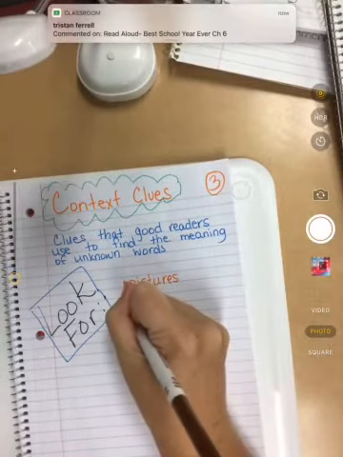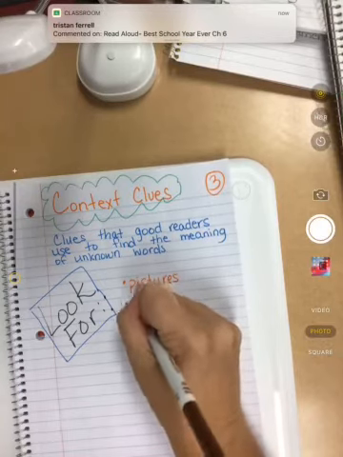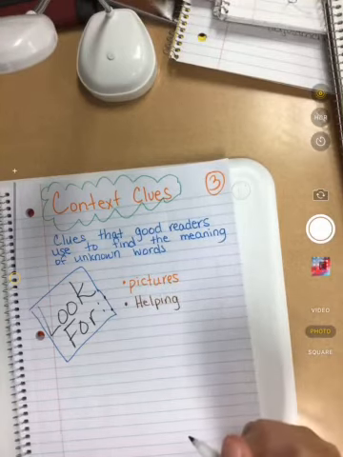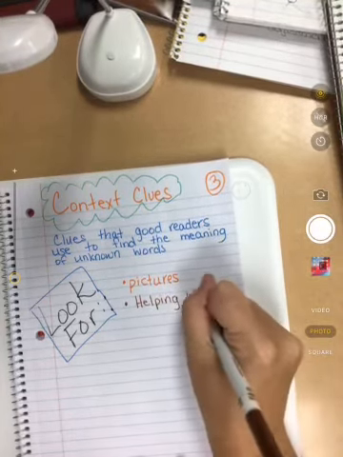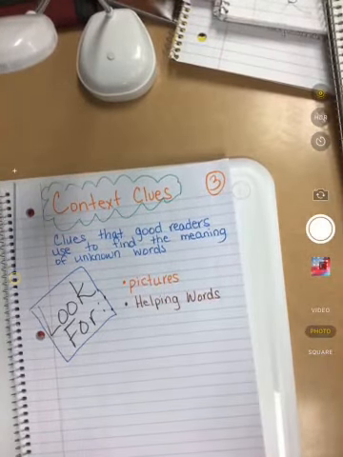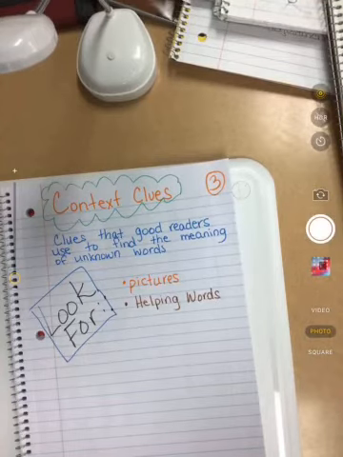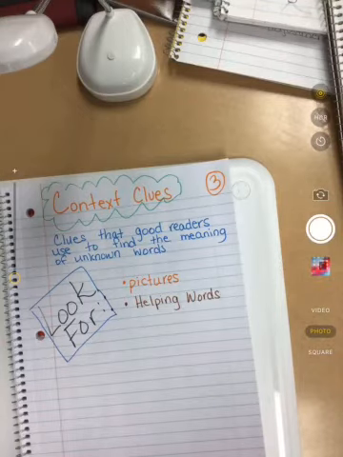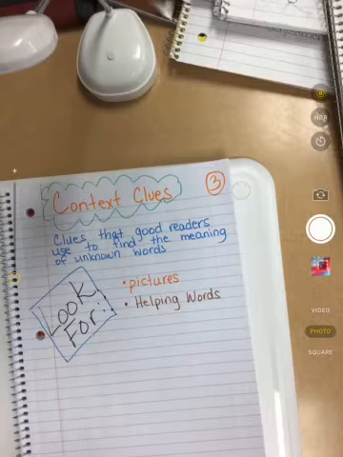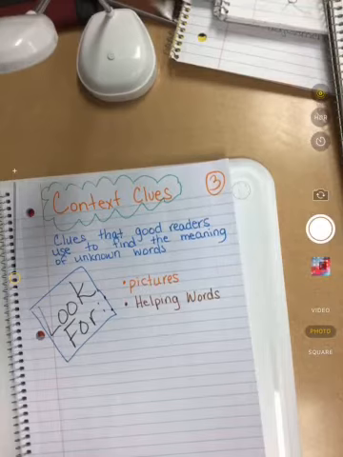So we can look for helping words, and helping words will give you an aid. You will know that a lot of times with context clues, the author will give you the definition. They might say, there was an illustration or picture of a bear running in the forest. So you know that illustration means about the same thing as picture because the author gave you that definition. So it's very helpful to look for these words.